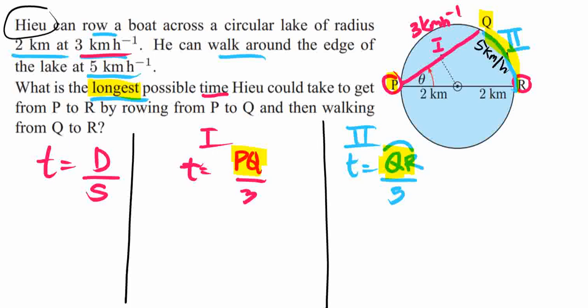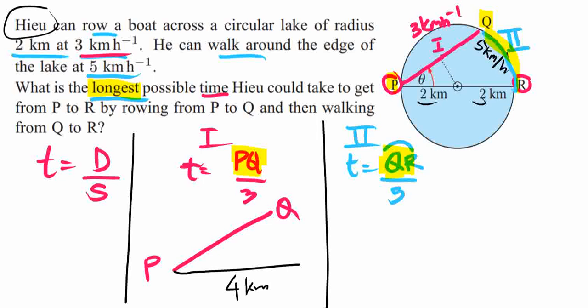As we see, PQ is a chord of a circle. So we draw this chord here, and this is P and this is Q. And there's a diameter of 4. Here 4, 2 plus 2 will be 4 kilometers. And this will be something like this. And this is a right angle as it is a diameter.